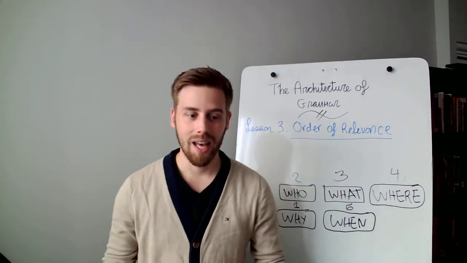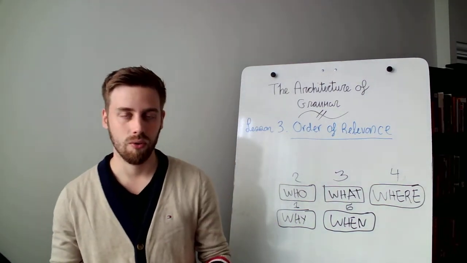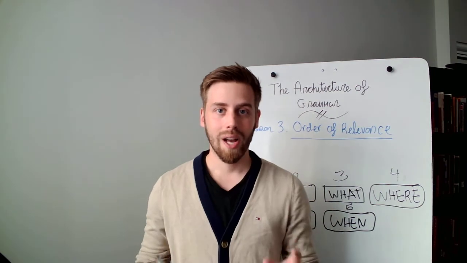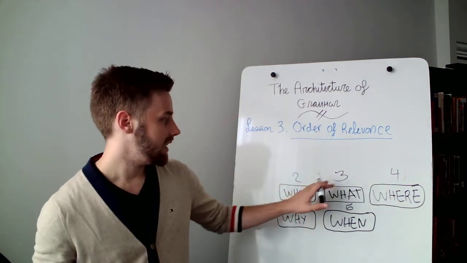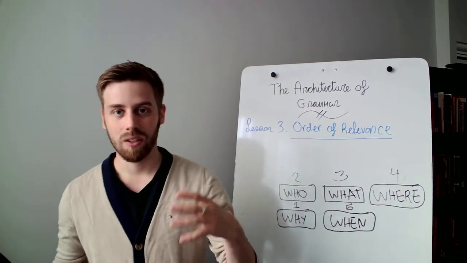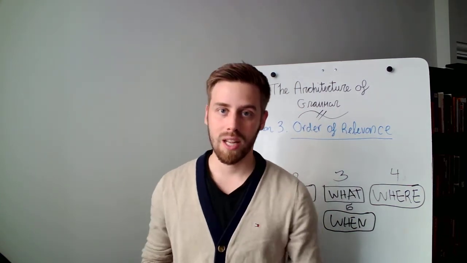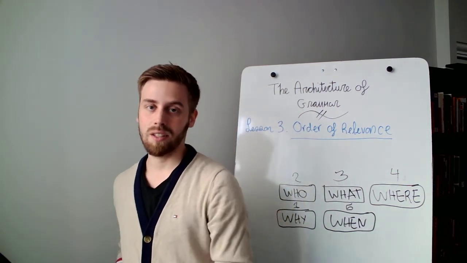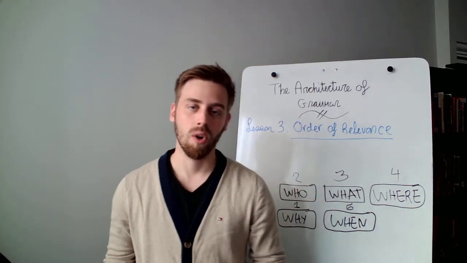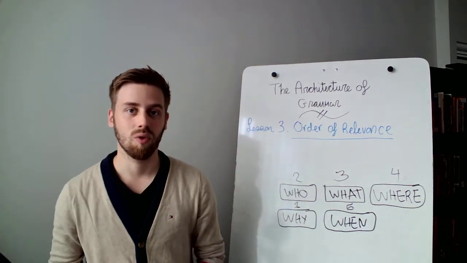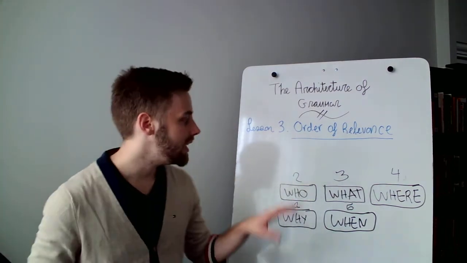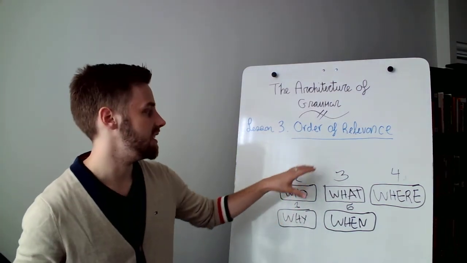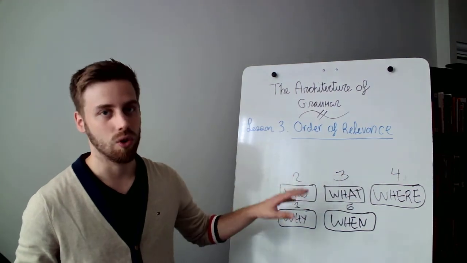And if you go to lesson 3 in the architecture of grammar, you have a lot of different examples that emphasize all these different information blocks. You have thorough examples and you can write your own sentences, so you get a lot of practice. So go to lesson 3 in the architecture of grammar, so you can get the practice you need to really understand how to order these information blocks, and order of relevance.